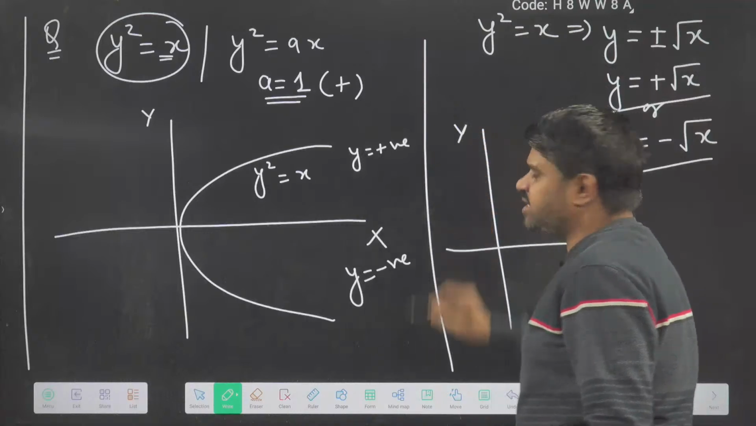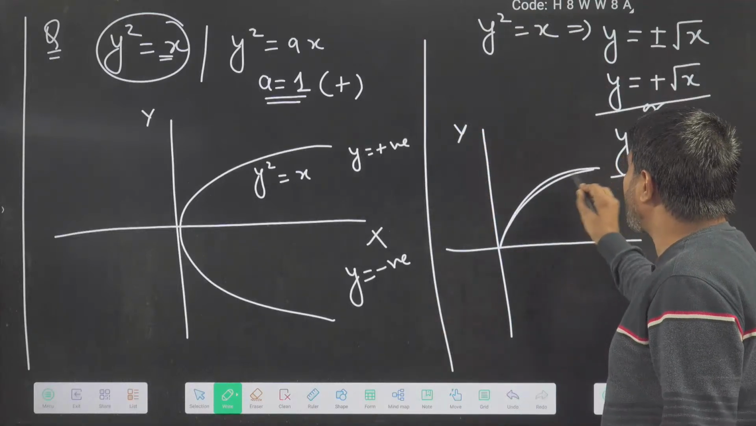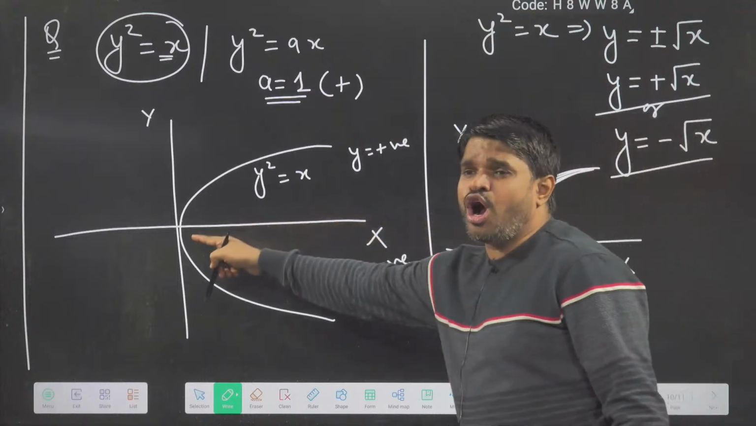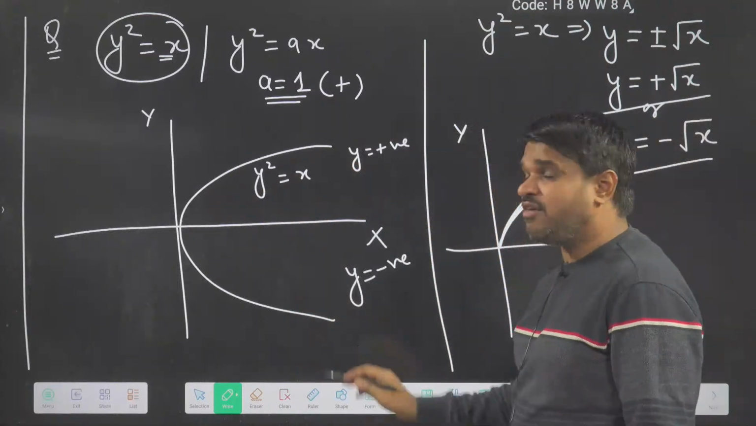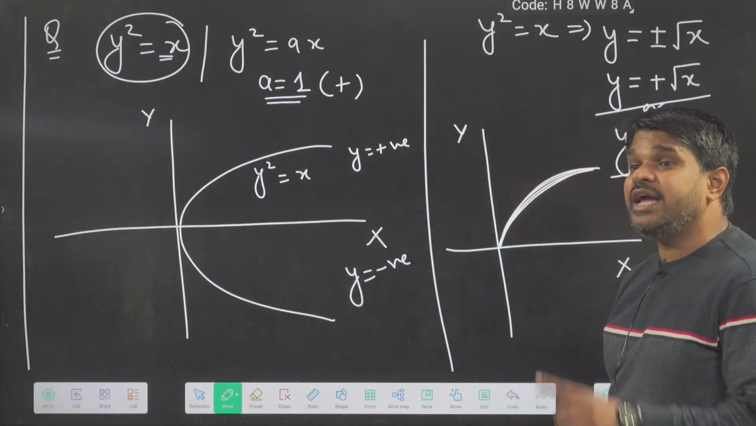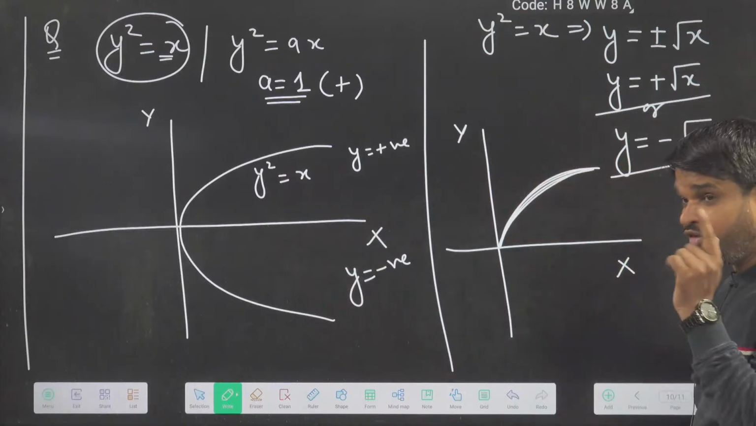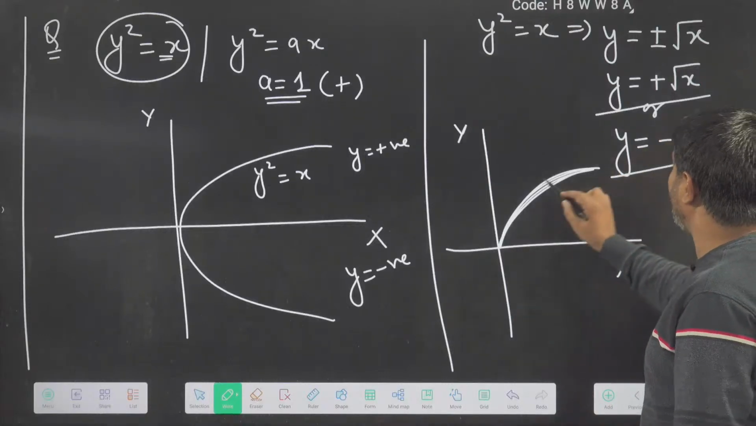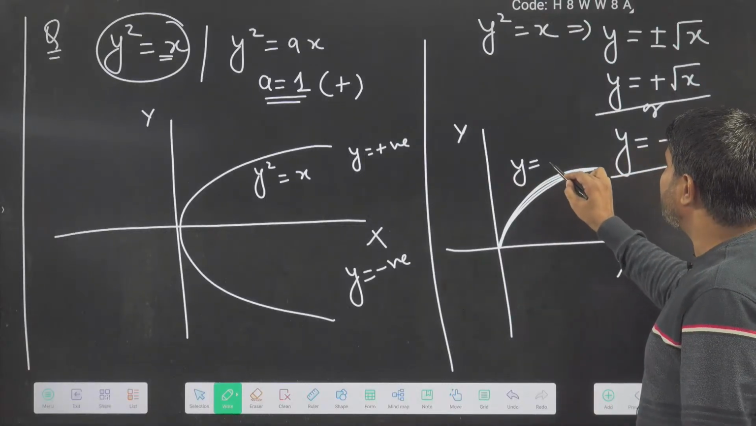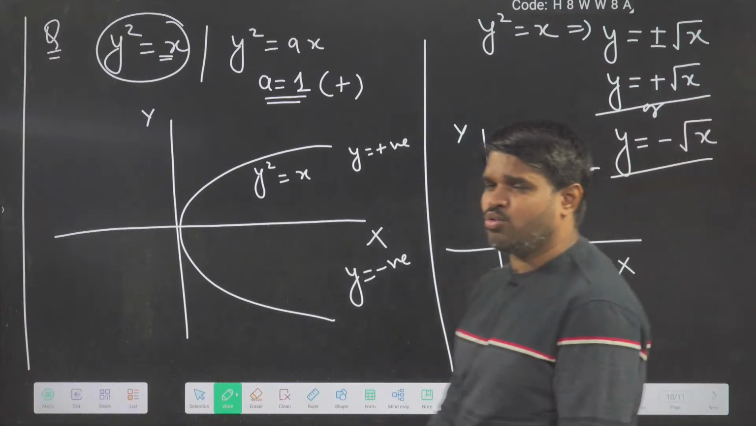X-axis, y-axis. Okay. If I draw only the upper part of this graph, this is not giving me the complete y square equals x. It is giving me only the positive part, when y is positive. So this is the graph of y equals plus root x.